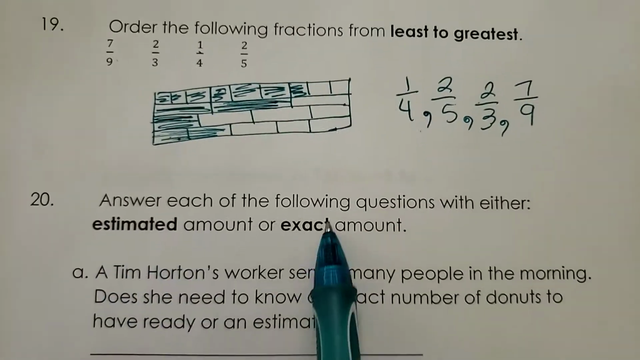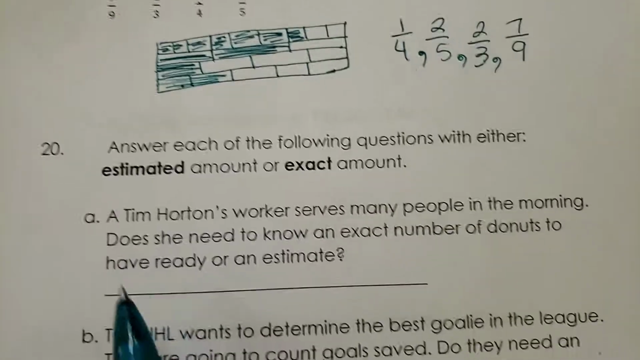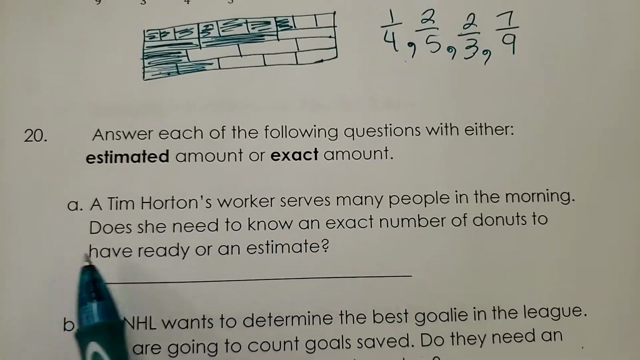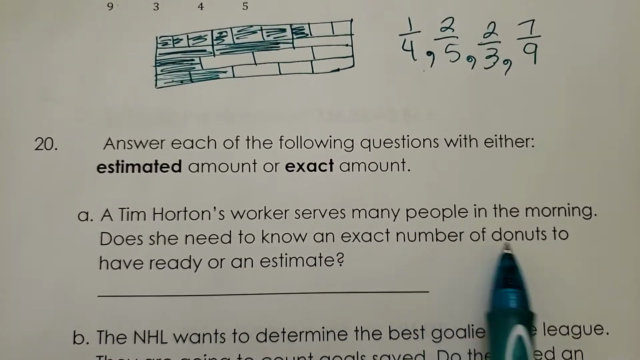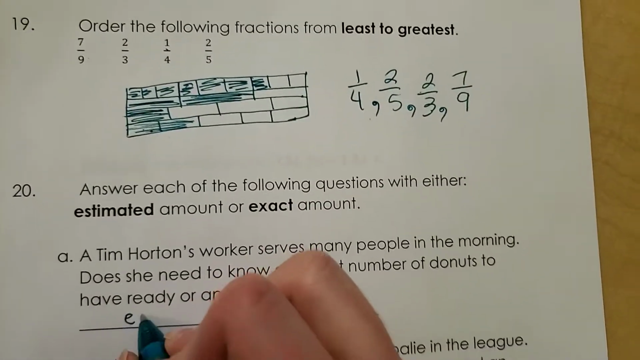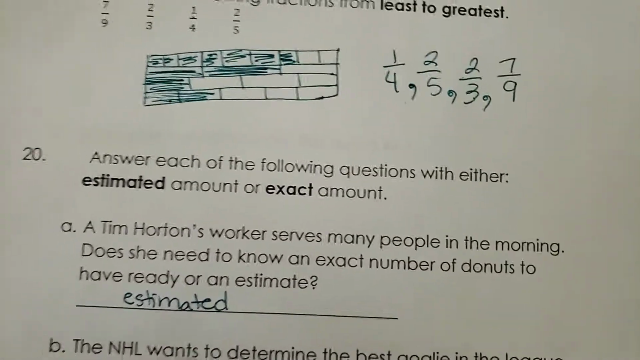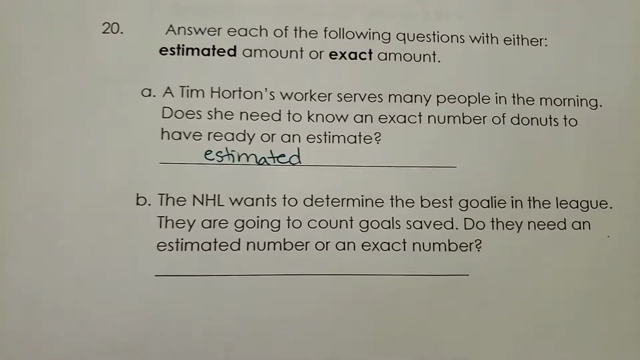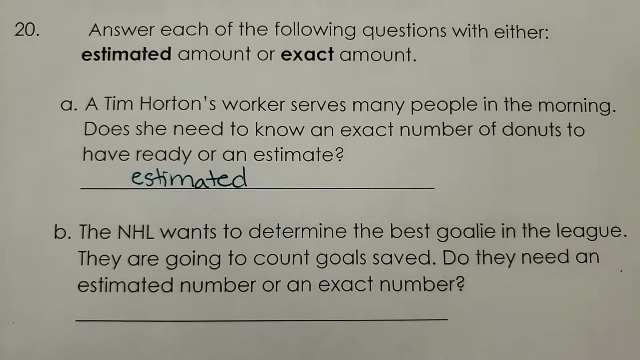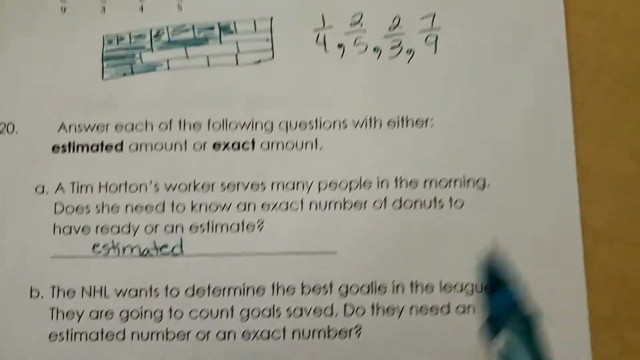Next one, answer each of the following questions with either estimated amount or exact amount. Okay, so a Tim Hortons worker serves many people in the morning. Does she need to know an exact number of donuts to have ready, or an estimate? She needs to have an estimate. There's no actual way, because people are not required to order donuts in advance, so they can't possibly know how many donuts they're going to actually sell, but they can estimate it based on previous sales.